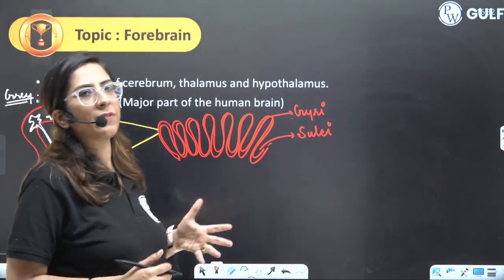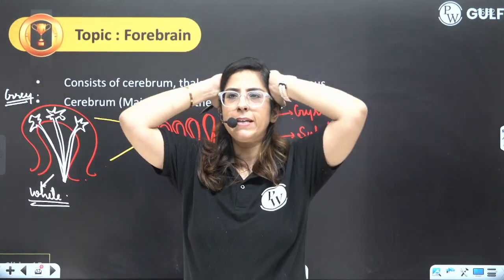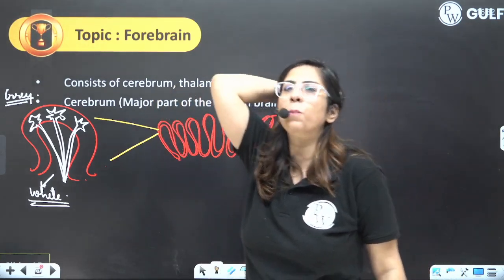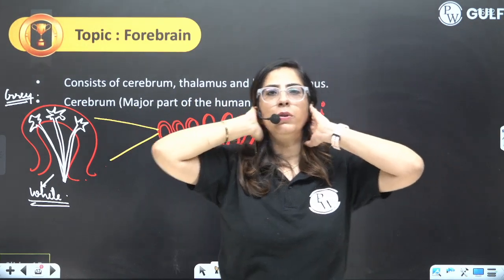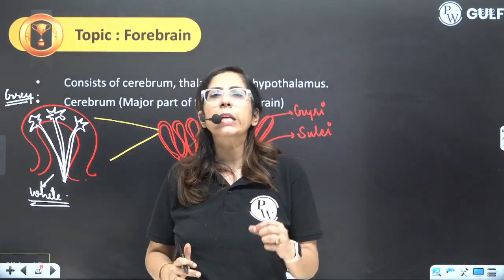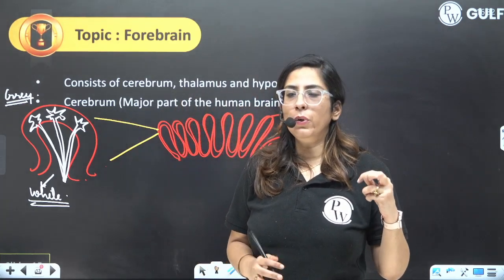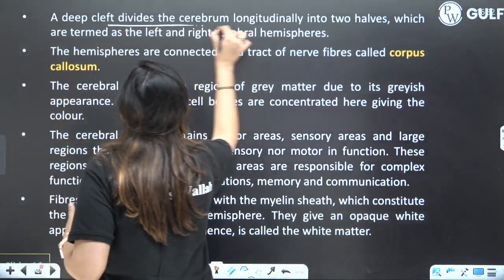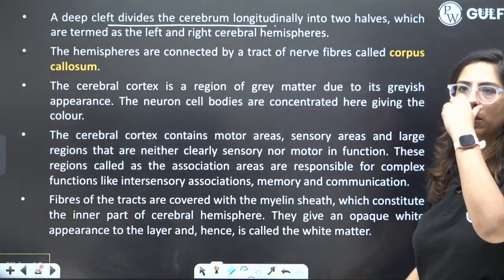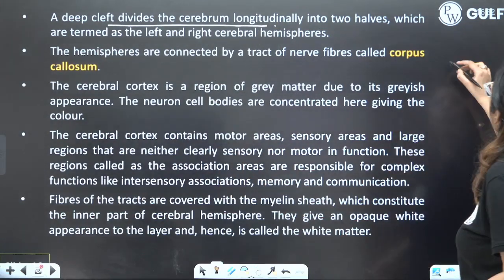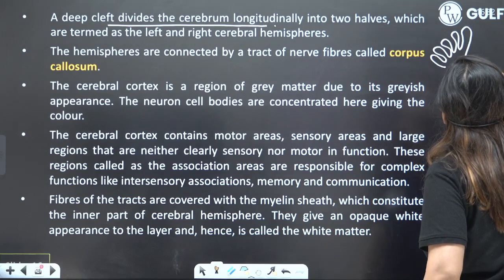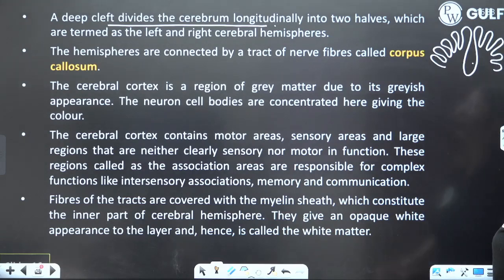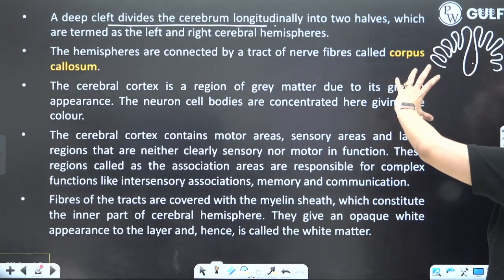So the cerebrum has various parts. This is the frontal part, this is the parietal part, this is the temporal part, and this is the occipital part. These are the different lobes. Two frontal, two parietal, two temporal and two occipital parts are there, and each part controls different actions of the body, which we will see in the detailed session. Now, a deep cleft is present in the cerebrum, dividing it longitudinally into two equal halves. If you look at the cerebral hemisphere, this is how it looks. The deep cleft divides the right cerebral hemisphere and the left cerebral hemisphere.